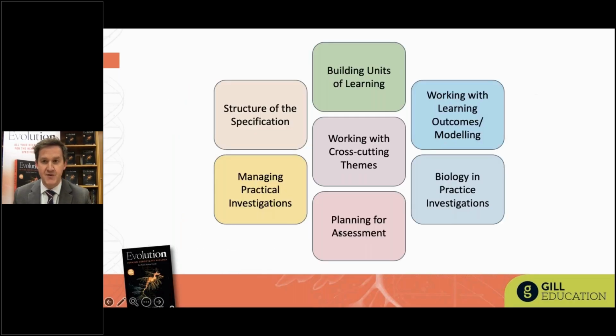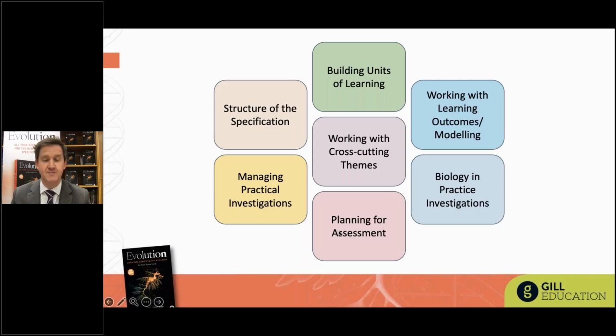So the plan for our webinar this evening is to go through each of the following points. We'll talk a little bit about the structure of the specification, how it's laid out. We'll talk about building units of learning while studying the specification, working with the learning outcomes within the specification, and particularly outcomes which deal with modelling. We'll talk a little bit about cross-cutting themes and how we think it's best to incorporate them into our teaching.